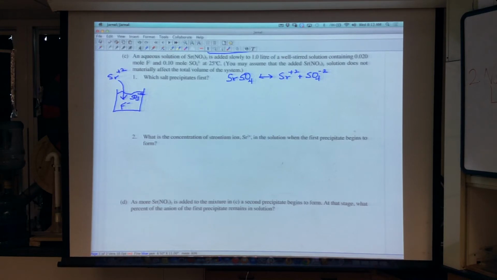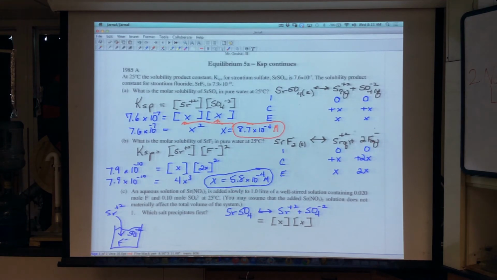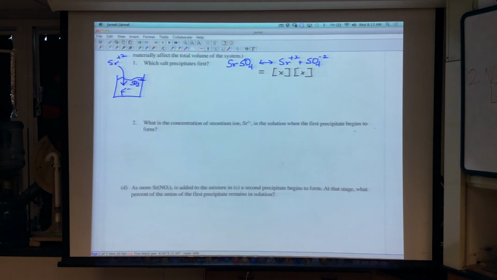Okay, now what's my Ksp? My Ksp again is going to be equal to X times X. And what is my Ksp of that? My Ksp is 7.6 times 10 to the negative 7.